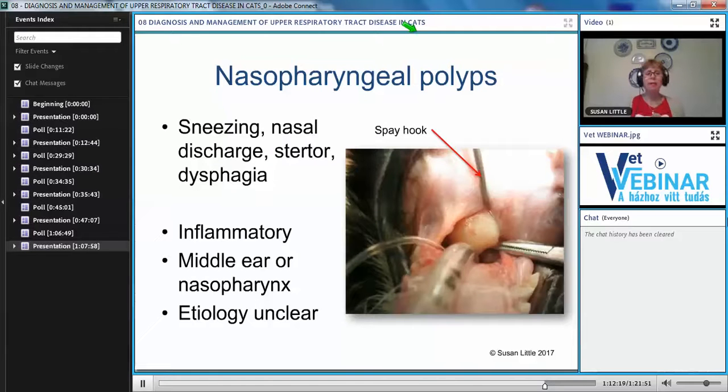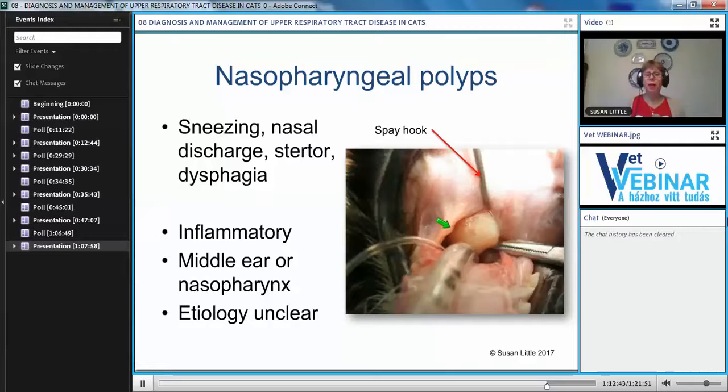We also need to think of nasopharyngeal polyps. These cats will present with sneezing, nasal discharge, stertorous breathing, very loud breathing, sometimes dysphagia, because as you can see in this image, here we're retracting the soft palate with a spay hook, and so we can see the polyp, and the polyps can be very, very large.